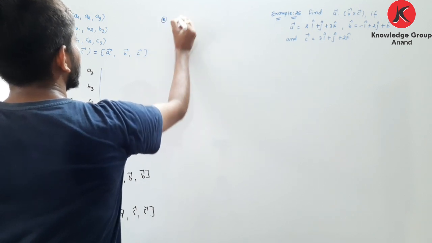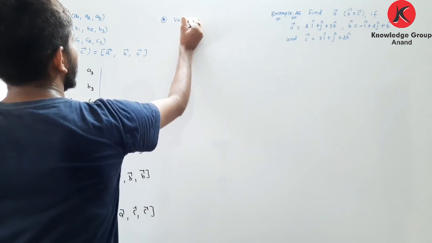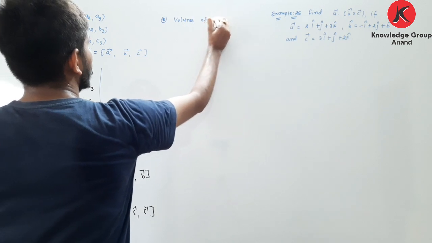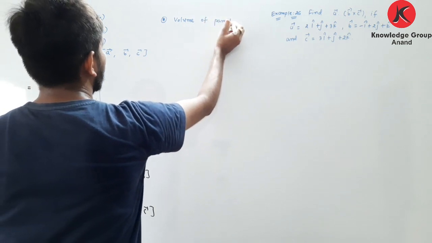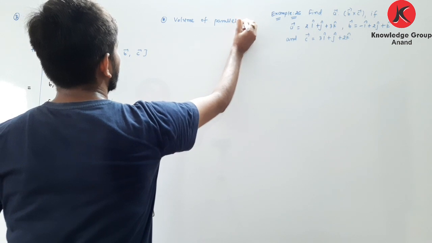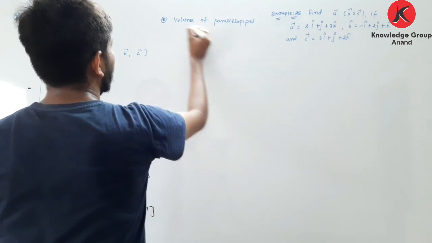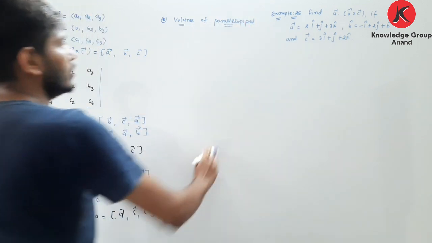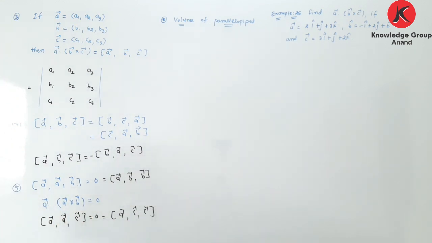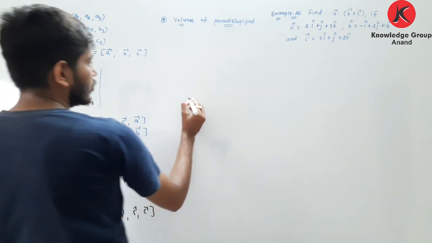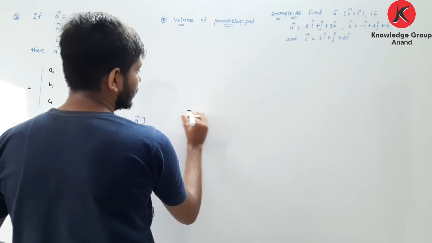Volume of parallelepiped. So what do we mean by volume of parallelepiped? Suppose in the form of a parallelogram there is a volume.